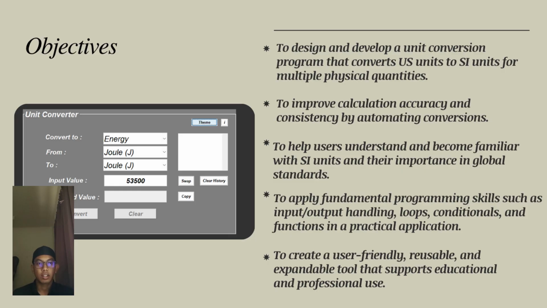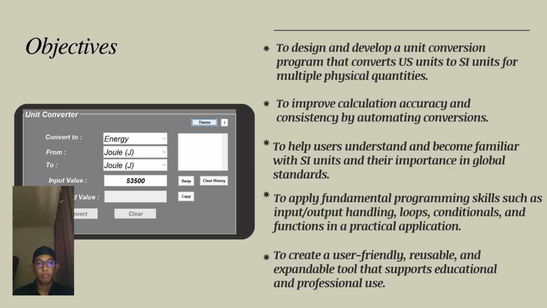Next is objectives for this program. The objectives of this project are outlined below to clearly define the goals and intended outcome of developing the unit conversion program. So the first one is to design and develop a unit conversion program that converts US units to SI units for multiple physical quantities.